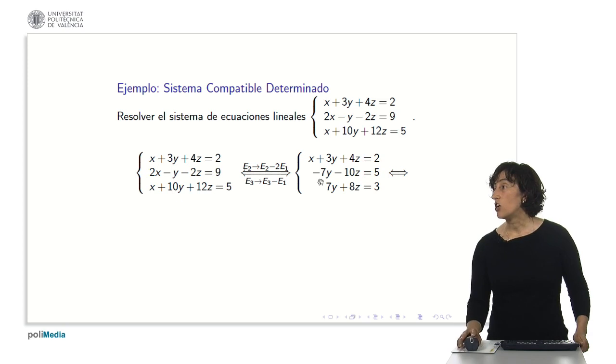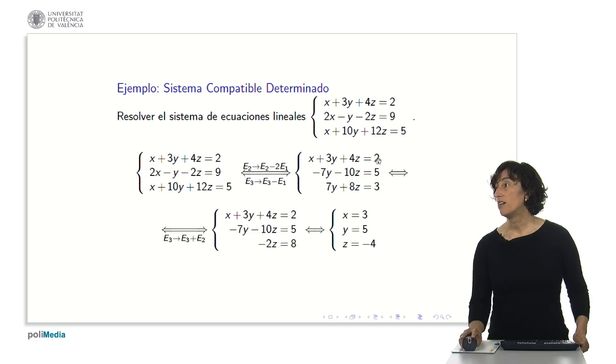If now we try to make 0 the coefficient of the y, so that only the z remains, we simply have to add equations 2 and 3. The first remains as it is, the second also, and to the third I add the second, so that the y disappears. This is already a system that is easy to solve.